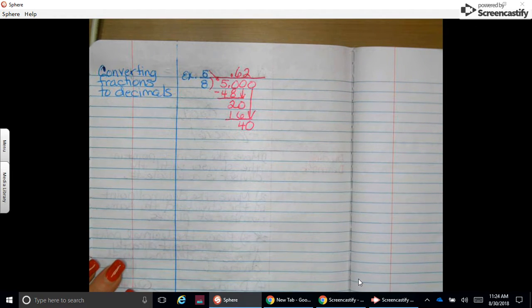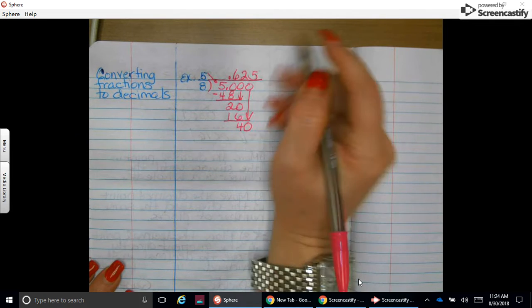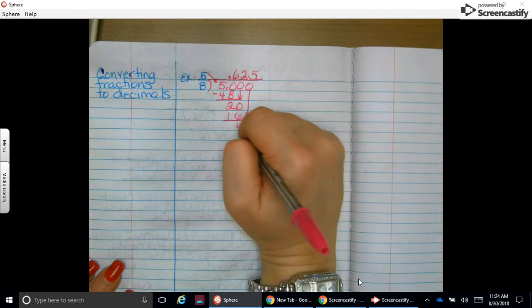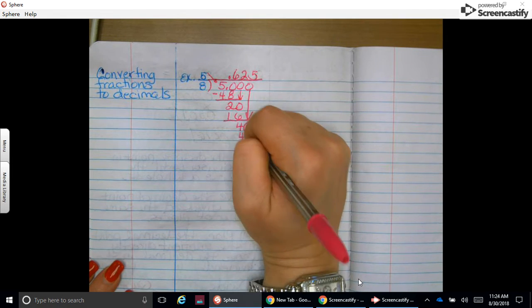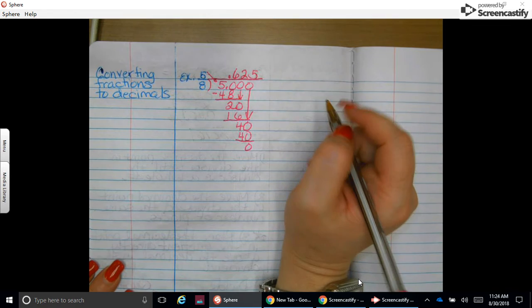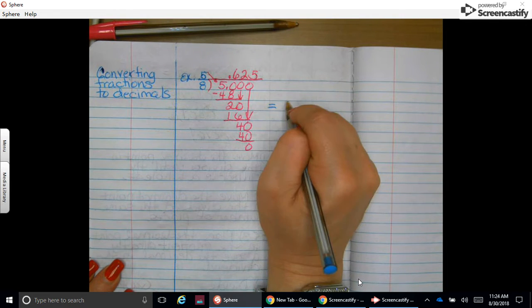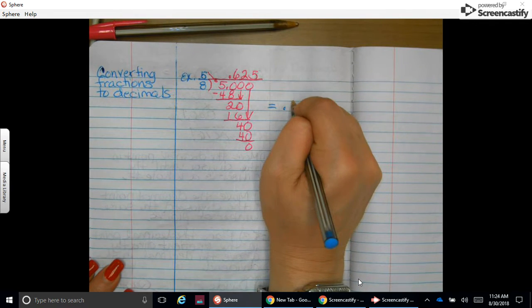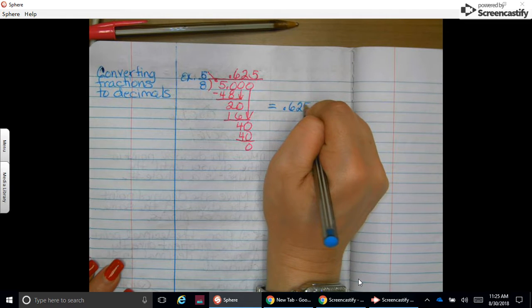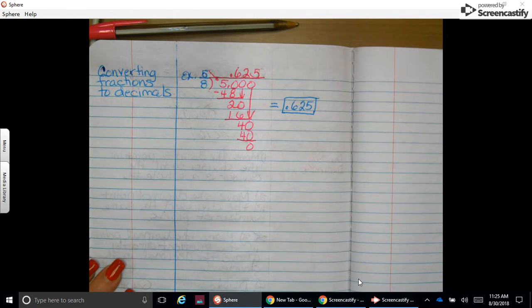How many times does 8 go into 40? Good. What is 5 times 8? 40. So I've got 0 left over. So my answer is 0.625. And I'll box that out because that's my final answer.